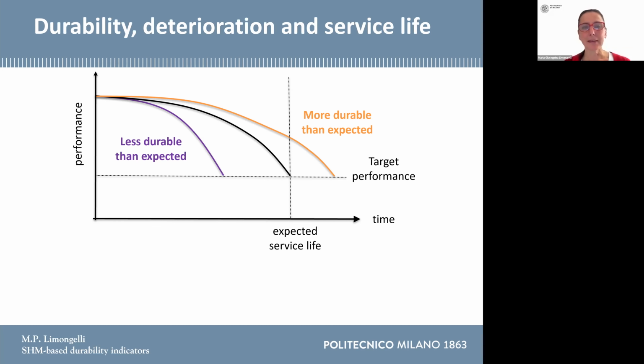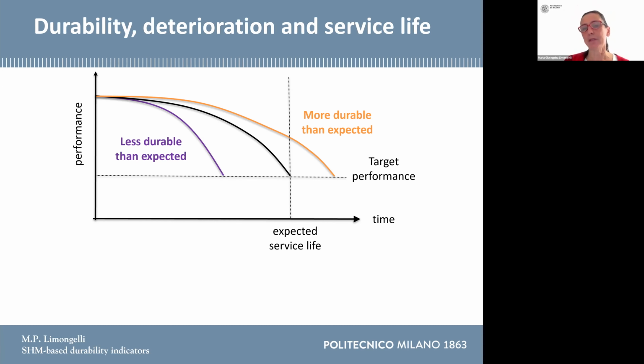And this is represented in this picture. So we have a performance, which might be any performance, could be reliability, for example. And this reliability in time decreases due to deterioration, as I just said. So we might have, let's say, average durability, what we expect will be the durability of the structure. And by durability, I mean the period of time needed for the performance to decrease up to a minimum level, which we can call target performance. And then the structure can be more durable than expected or less durable than expected, which means that deterioration progresses faster than we expect.